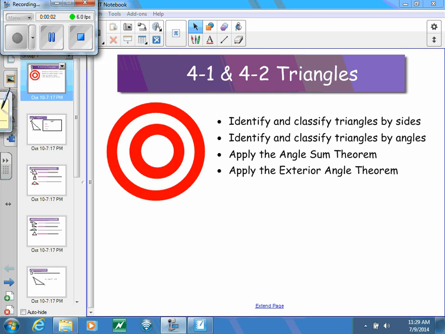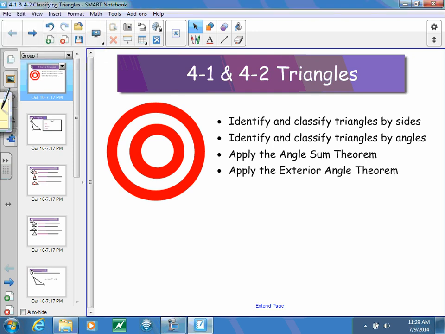All right, moving on to chapter 4. We are going to be spending this entire chapter talking about triangles. And we're going to put two sections together. Today we're going to be doing section 4.1 and 4.2 because most of it is review from previous math classes that you've had. You should be able to know how to identify and classify triangles by their sides and angles.